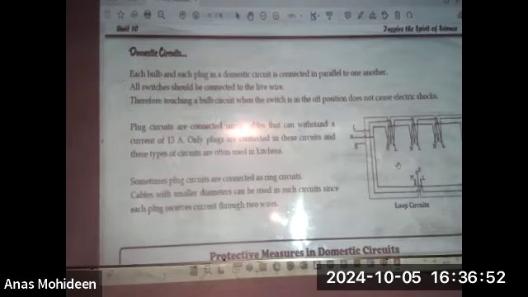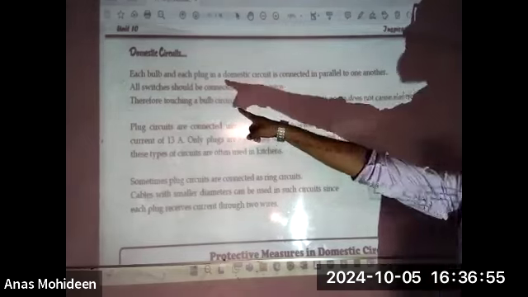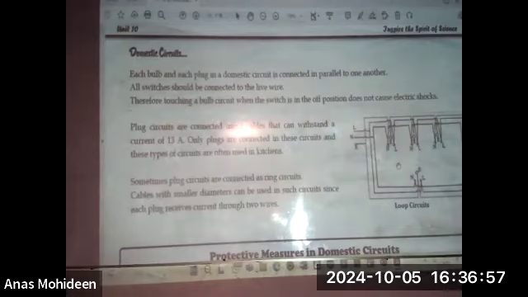So I have to remember that. Underline this: each bulb and each plug in a domestic circuit is connected in parallel to one another. Only specifically can you make it series. These are general setups.